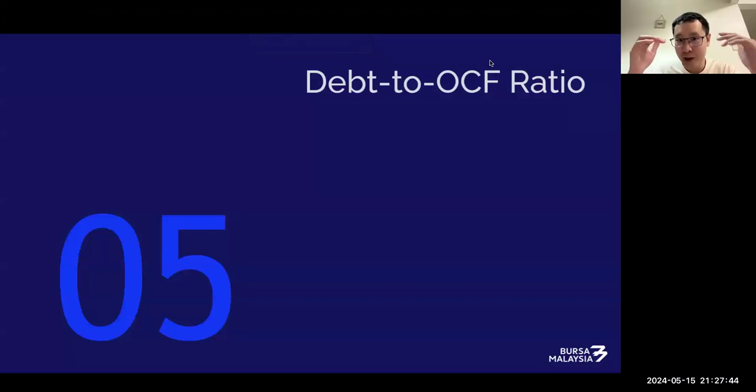Ratio number 5, we're going to talk about the debt to operating cash flow ratio. Think of it this way. The logic is something like this. Let's say, for example, I have $1 million in debt. Does that mean, wow, you have $1 million in debt? That's a lot, eh? But what if I tell you that my monthly installment for that debt is, let's say, 5,000 ringgit?